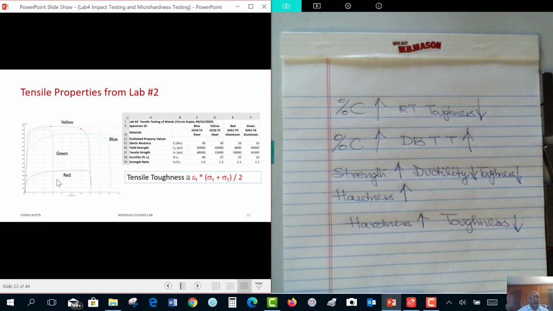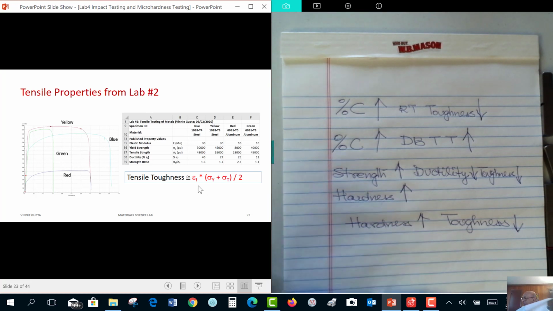Okay, before we go on to impact toughness, let's take a look again at our tensile properties from Lab 2. So instead of using our experimental values, I'm going to use published values. Much more reliable. And remember, I said tensile toughness was roughly this trapezoidal area, and this was our formula.